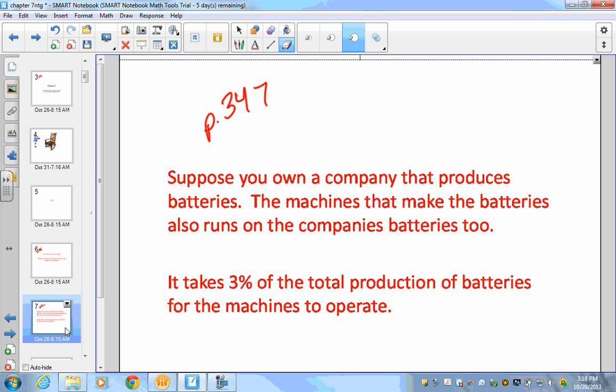So suppose you own a company that produces batteries. The machines that make the batteries also run on the company's batteries as well. It takes 3% of the total population of batteries for the machines to operate. So this is what I want you to visualize for a second.